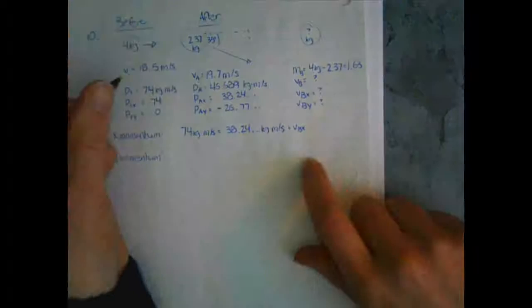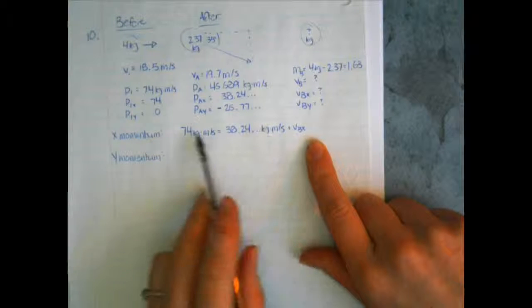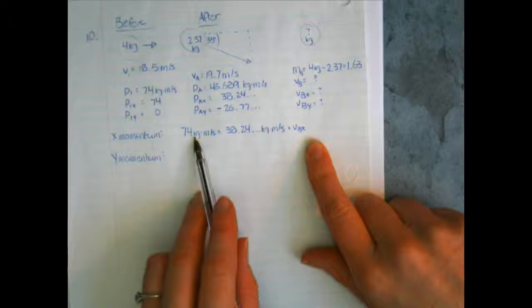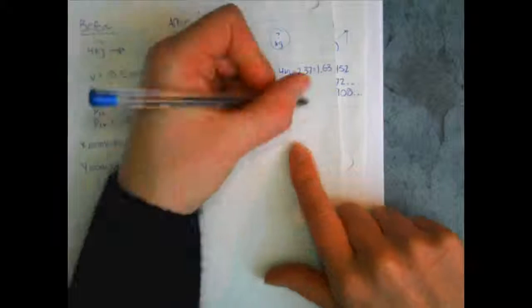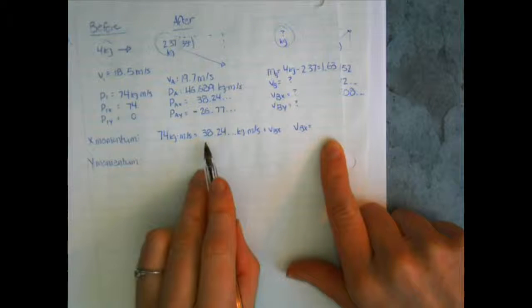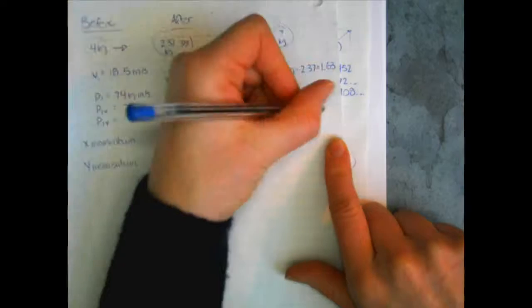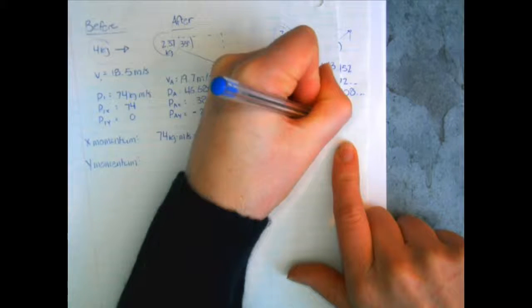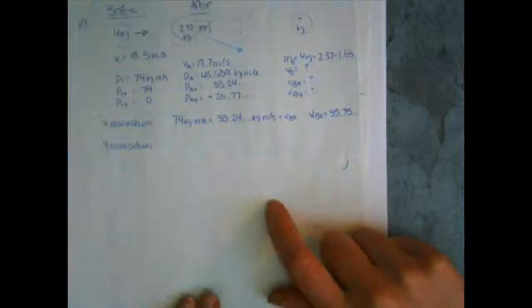vbx. So if we want to rearrange to solve for vbx, we're going to do 74, and because this is a positive value, we have to subtract it off of there. So now we can say vbx is equal to 74 minus 38.24, which gives us 35.75, and then an extended decimal.